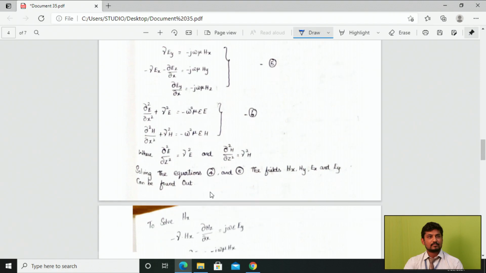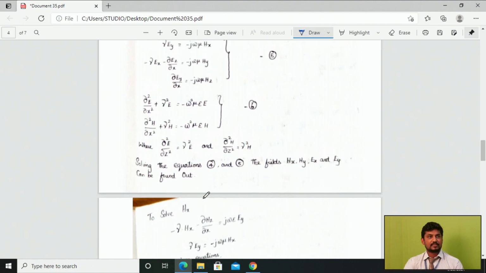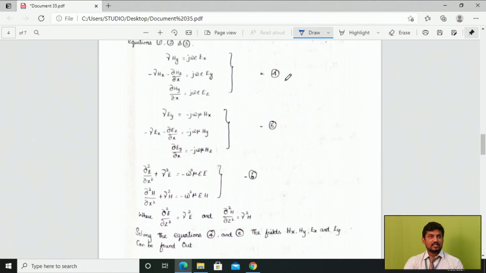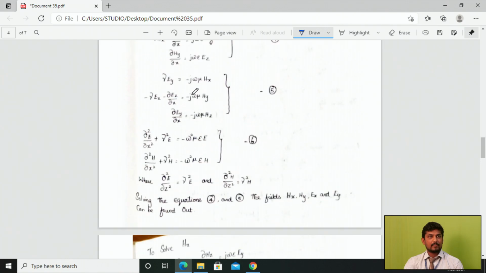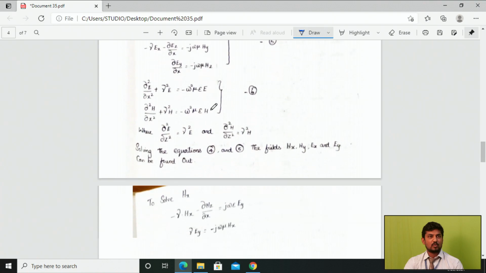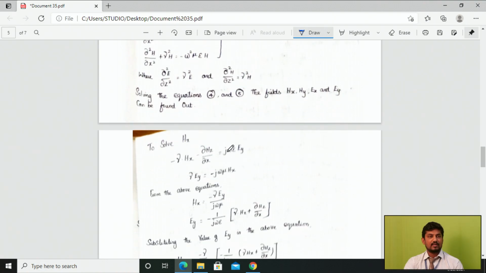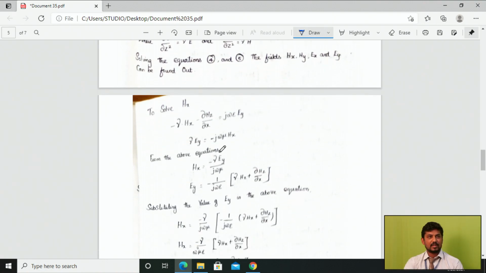See, minus gamma Hx. Yes, equation 4, the second row: minus gamma Hx minus dou Hz by dou x equals j omega epsilon Ey. Take this equation, then gamma Ey in equation 5, first row: gamma Ey is equal to minus j omega mu Hx. Yes, it is there. We will take these two equations.